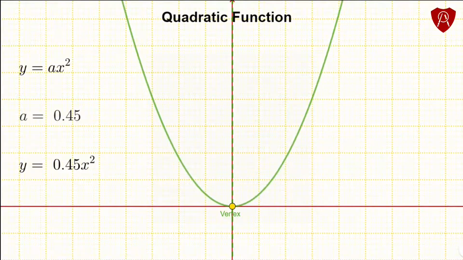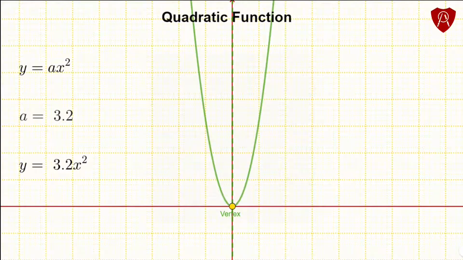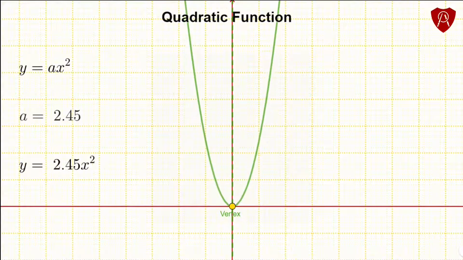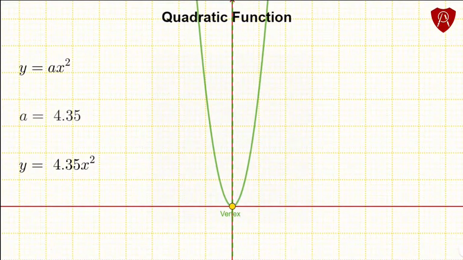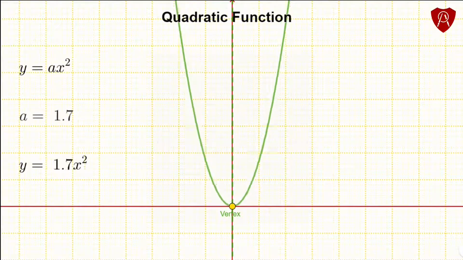By varying a, we can change how steeply the parabola rises or falls. A high value of a makes the curve rise more steeply, so it's narrow. But the opposite is the case for low values of a.